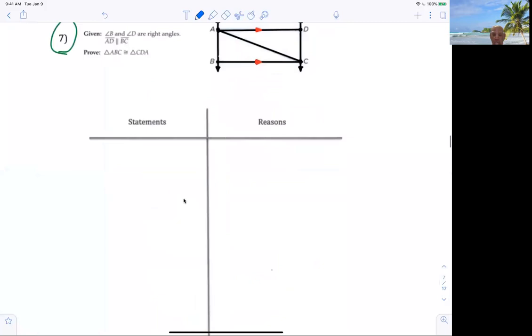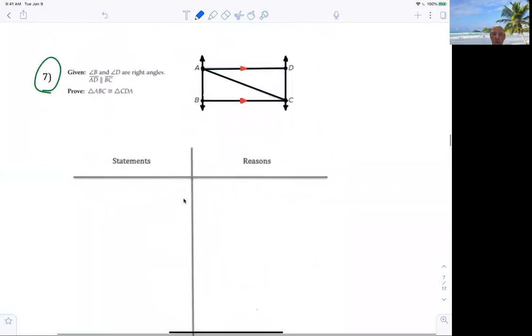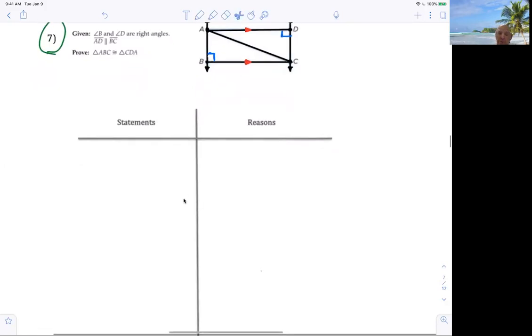Number 7. Hopefully this is a little bit easier. So angle B and angle D are right angles. So I'm going to write that. Angle B and angle D are right angles. And AD is parallel to BC. And we're trying to prove those triangles are congruent. So I've got the lower triangle and the upper triangle. Okay, I think this is pretty simple.